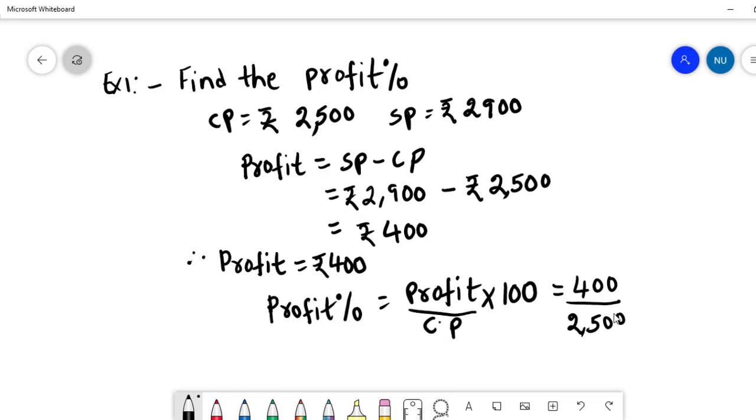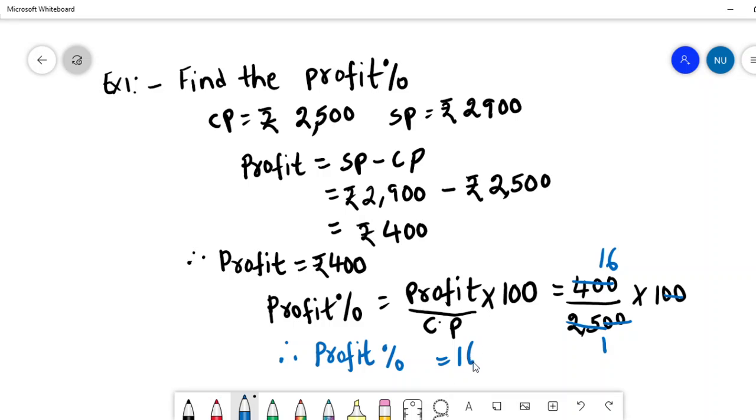2500 into 100. Children, we already learned the cancellation. So two zeros get cancelled. And 25 ones are 25, 25 sixteens are 400. So the profit percentage is equal to 16%. Therefore, profit percent is equal to 16%. This is how we will find profit percent.